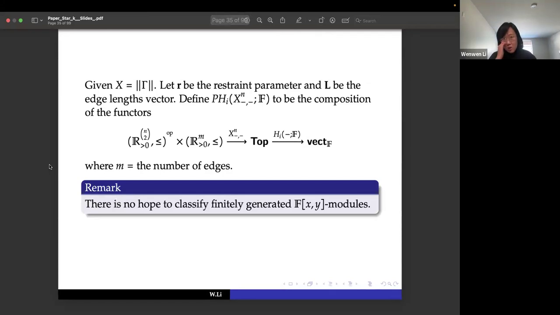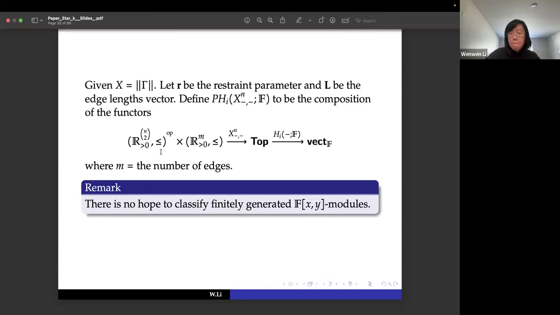And here's a remark. There is no hope to classify the persistence module of this multi-filtration, because in fact, there's no hope to classify finitely generated F[x,y]-modules. This classification problem is wild. So we have to compute the indecomposable direct summands of those persistence modules one by one.